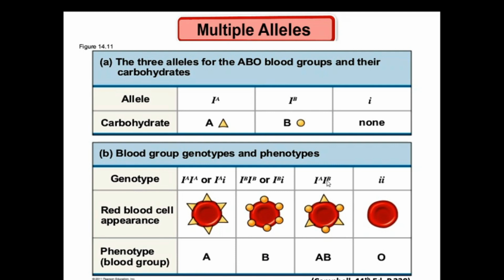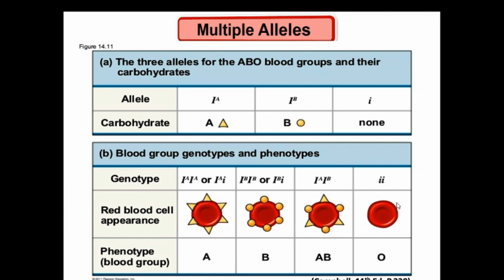And for individuals with the phenotype of blood group AB, the only possible genotype would be IAIB, where you can see the appearance of the red blood cell will be a mixture of the carbohydrate of A and also B. You can see the mixture of the triangle and also the circle here on their red blood cell. So that is how the AB blood group red blood cell will appear.